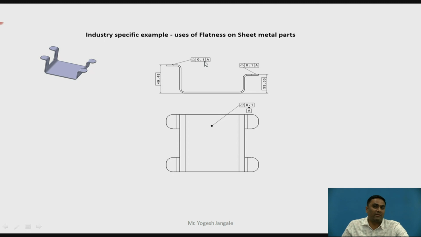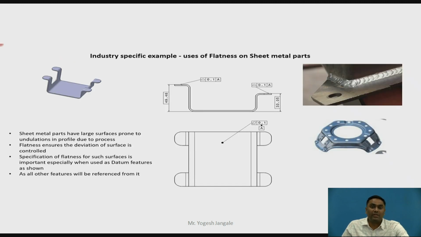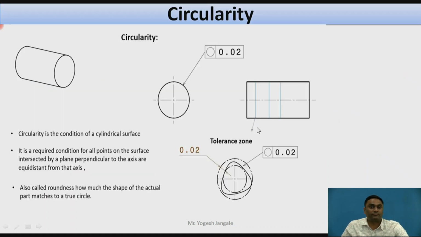This is one industrial example which uses flatness, for sheet metal parts. Mostly sheet metal parts are not uniform. They may be bent anywhere. You can see in this case, if the parts are bent due to the welding process, the surface should again be maintained flat with a tolerance of 0.1. As per the manufacturing process, deviation, or undulation, may form on the sheet metal surfaces. So to maintain that, we have to give a geometrical tolerance for this.